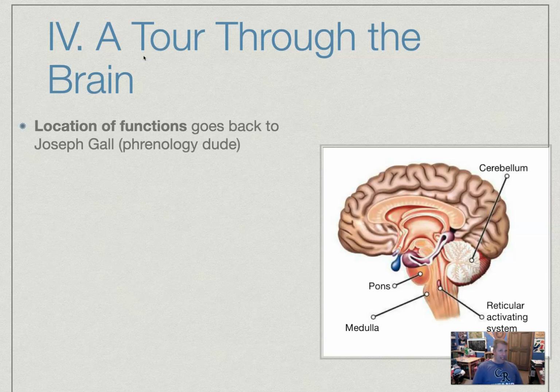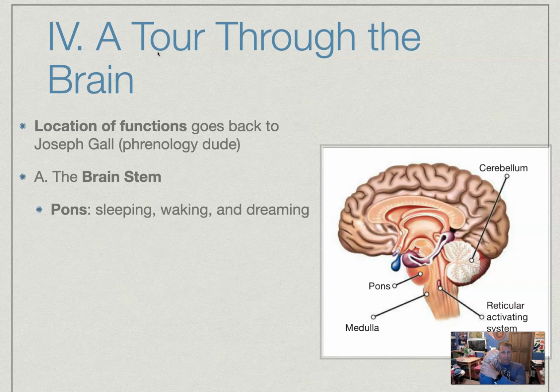The idea that location and function go back to Joseph Gall, the guy from phrenology, that there are different parts of the brain that control different things. He just thought the bumps of your head told your personality. So we're going to use this as our brain. I want you to make a brain like this. When we do this love dub thing, this is your brain. This is your brainstem.